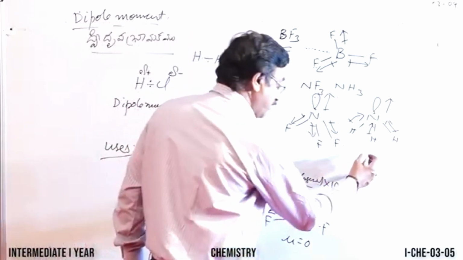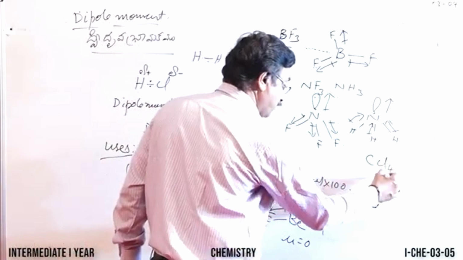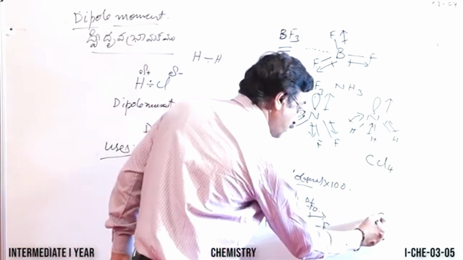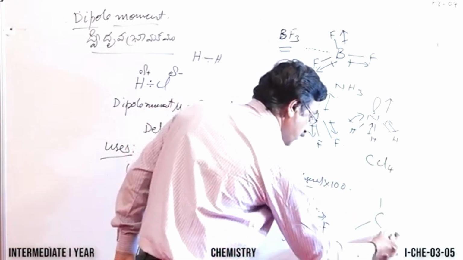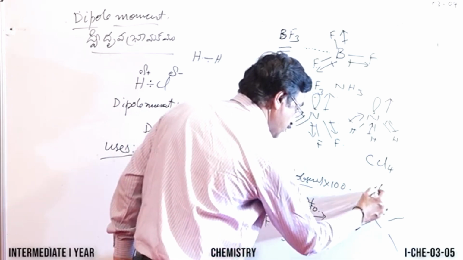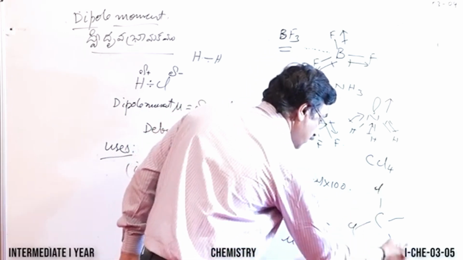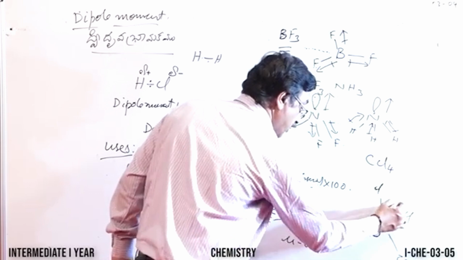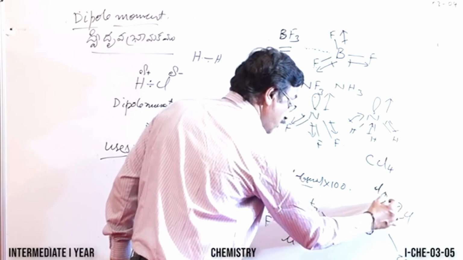CCl4, another example is CCl4, right? That is Cl, right? So chlorine electronegativity is more.